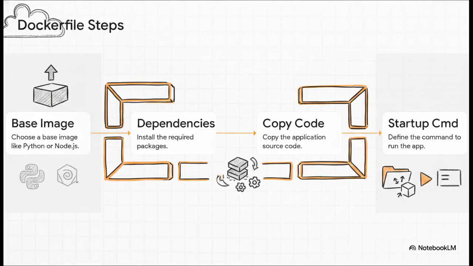Okay, so how do we actually build that blueprint? Well, we use something called a Dockerfile. A Dockerfile is essentially just a script of sequential layers that systematically constructs your application environment. You start off by choosing a base image, maybe a nice, lightweight version of Node.js or Python. Then you tell it to install your specific package dependencies. Next, you copy your actual application source code directly into the image. And finally, you define the exact startup command. The really cool part? Each of these steps creates a cache layer, which makes future builds incredibly fast.